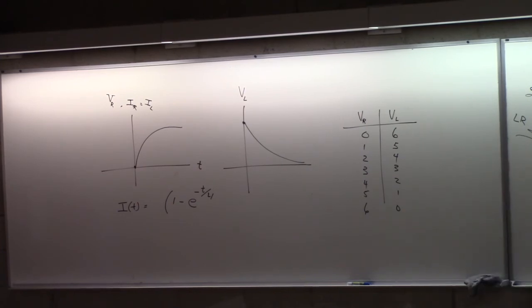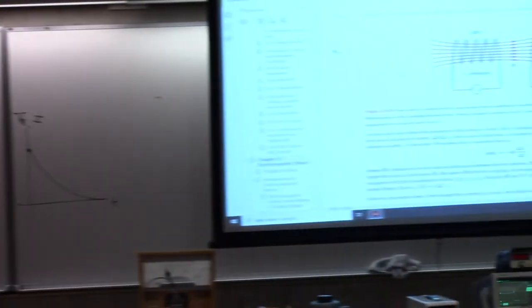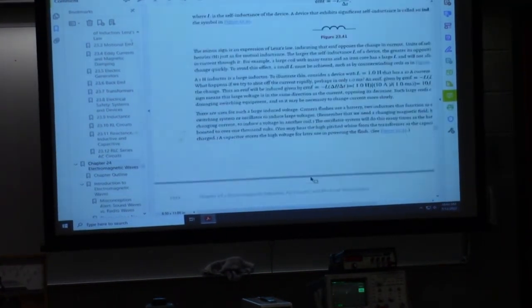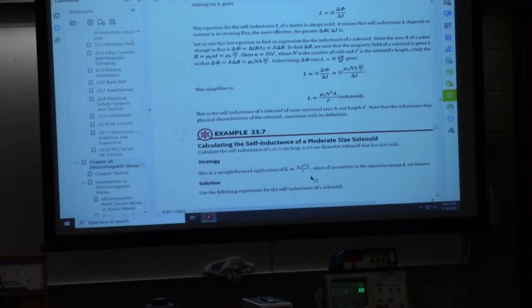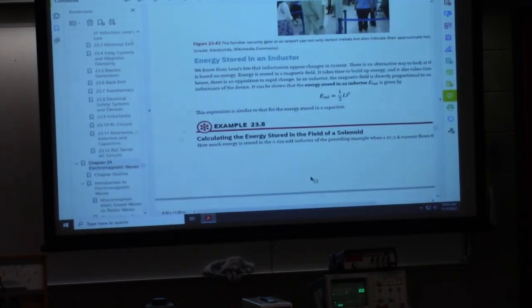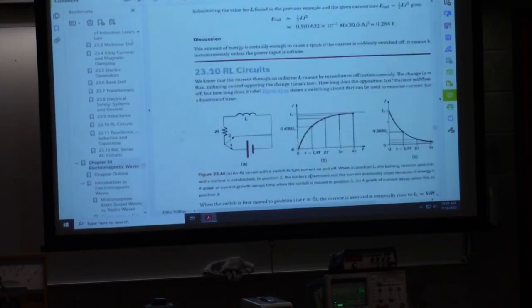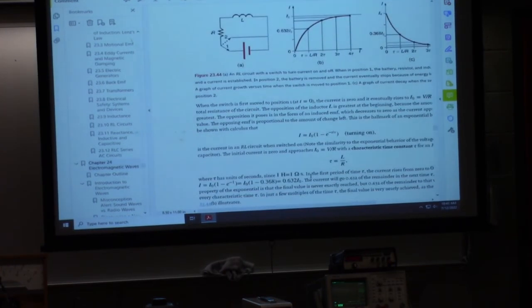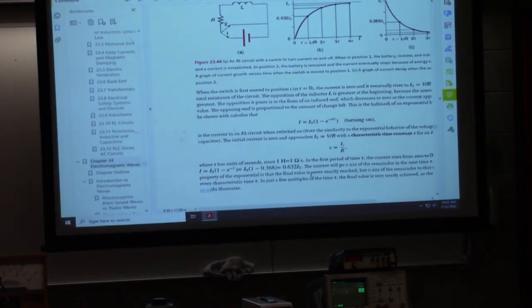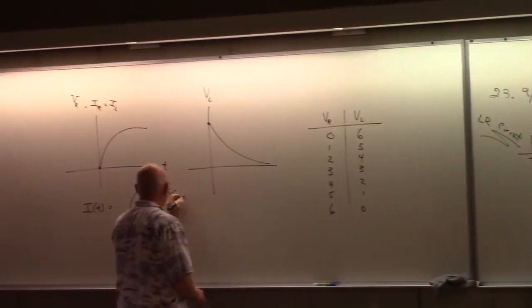Let me look here. I think I want to say L over R. But now I'm questioning myself. There it is, L over R. Okay. And so we have an L over an R.